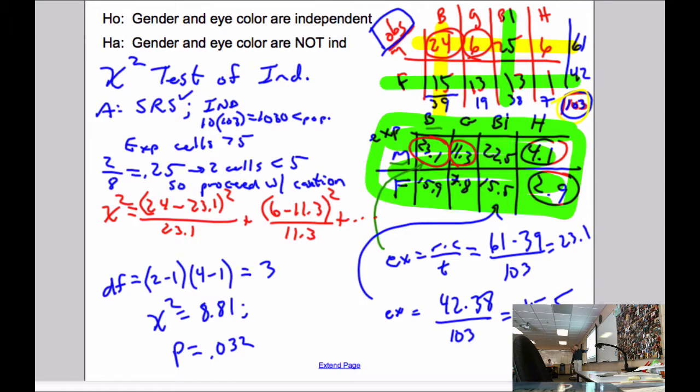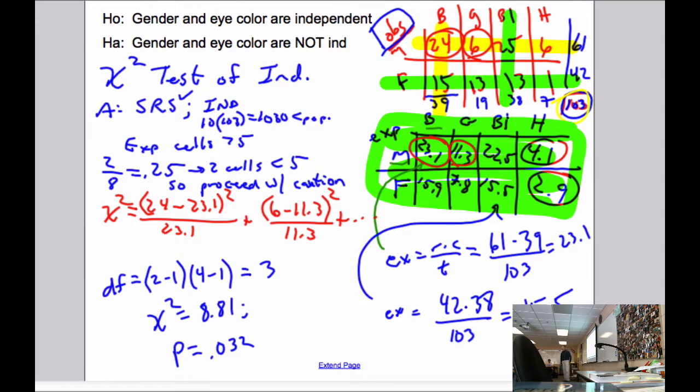Otherwise, setting it up is the same as goodness of fit. Degrees of freedom has changed a little bit, but your calculator will give it to you if you want. You don't have to show the work, but you will have to list that out. Chi-squared value, your p-value. Then you've got your conclusion.